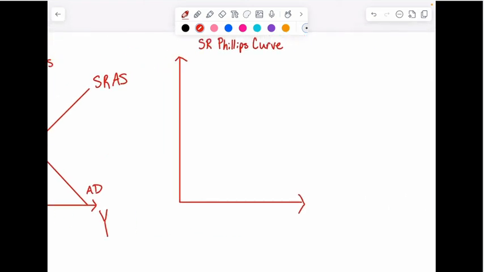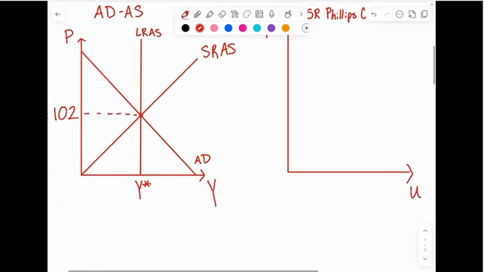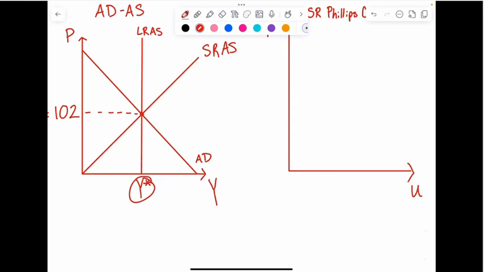We're going to start by labeling our axes, where we have pi, which is inflation, and U, which is unemployment. We know that at U, this is equivalent to U star. And we have 102. We have these points that connect.